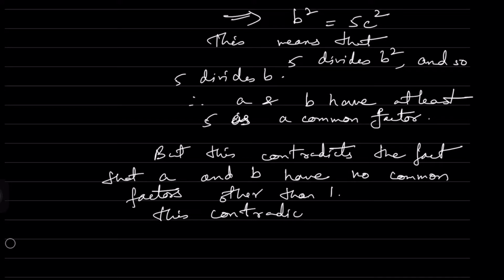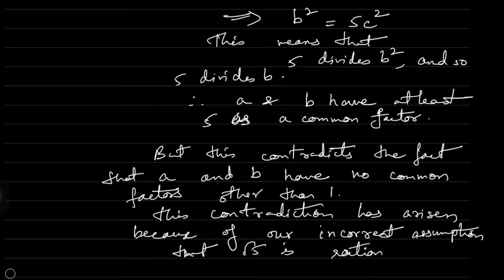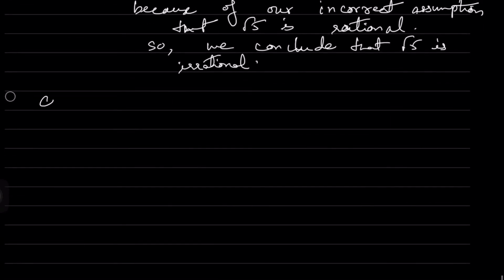This contradiction has arisen because of our incorrect assumption that root 5 is a rational number. Therefore, we can conclude that root 5 is not rational, it is an irrational number.